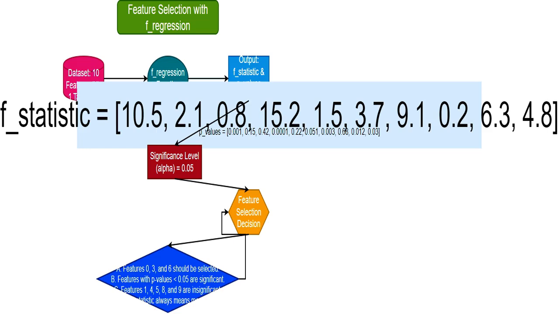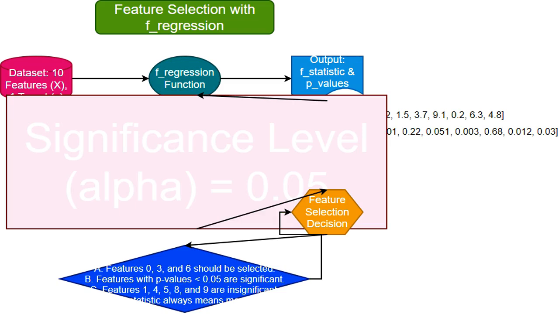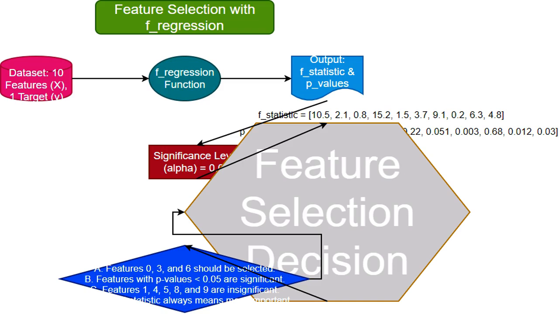These are f-statistics indicating the strength of relationship between each feature and the target. These are p-values reflecting the probability of observing the f-statistics if no relationship existed. I've set a significance threshold of 0.05; features with p-values below this are considered significant. I decide which features to keep based on whether their p-values are below my 0.05 threshold.